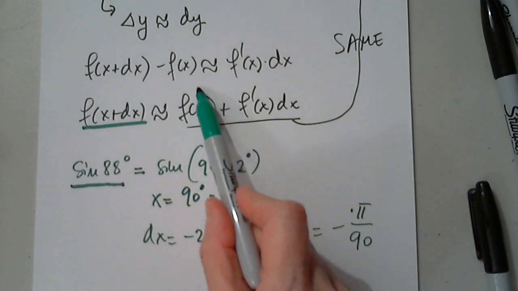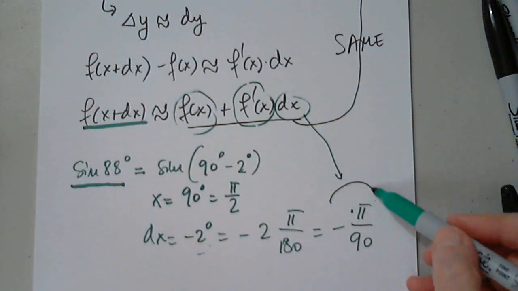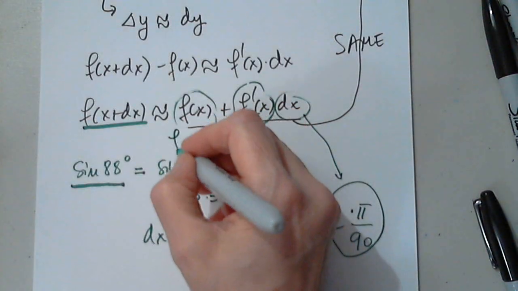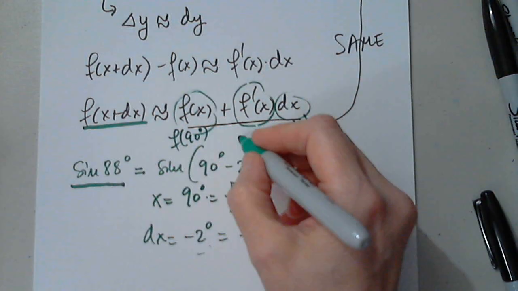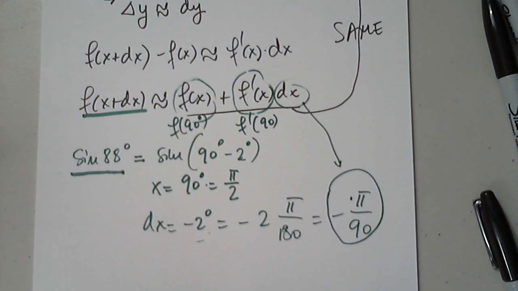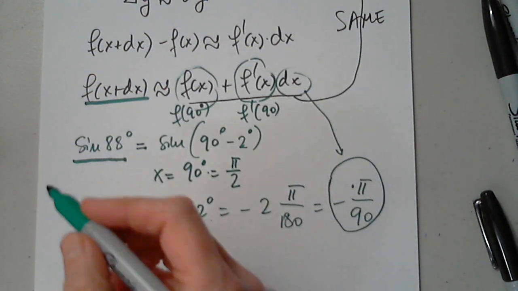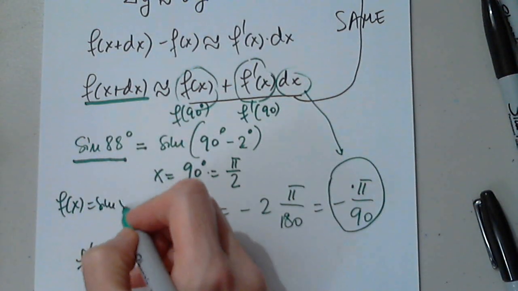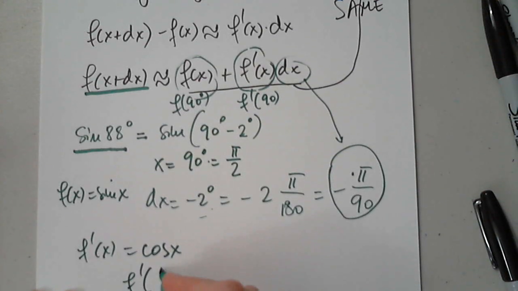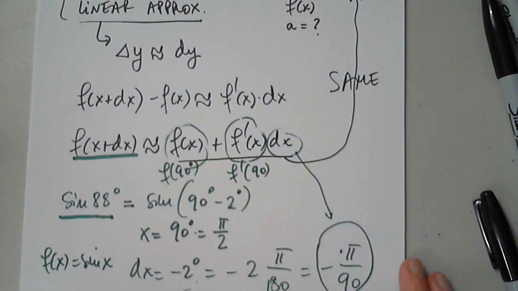All I have to do now is find these three, which I already have. This is f of 90 degrees. And this is f prime of 90 degrees. Okay. So I have to find f prime. So f of x is sine x. F prime of x is cosine x. F prime of pi over 2, or 90 degrees, is 0. So this whole thing will go away.